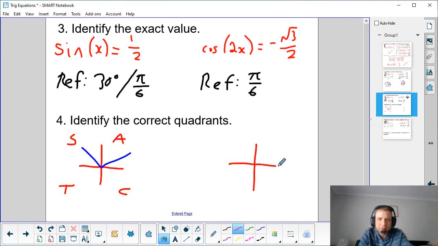For this example, I'm working with cosine, and I'm working with a negative value. So I want to know where cosine is negative. So it's positive here and it's positive there. So cosine is going to be negative here, right? Because that's where only the S is positive. So C isn't. And here. So the solutions to this equation are going to be in these quadrants. The solutions to this equation are going to be in these quadrants. And it's the combination of this and these that are going to give us our solutions.